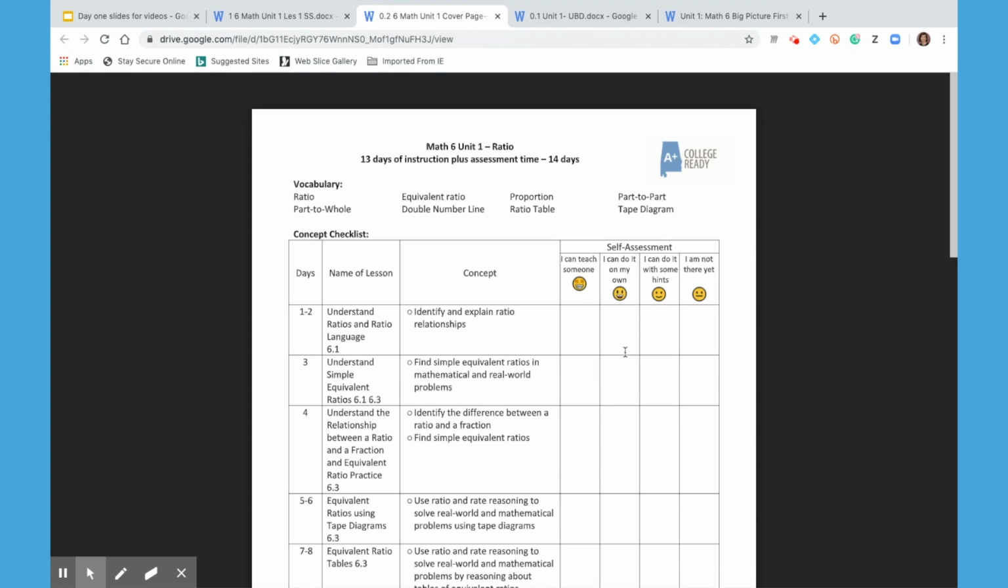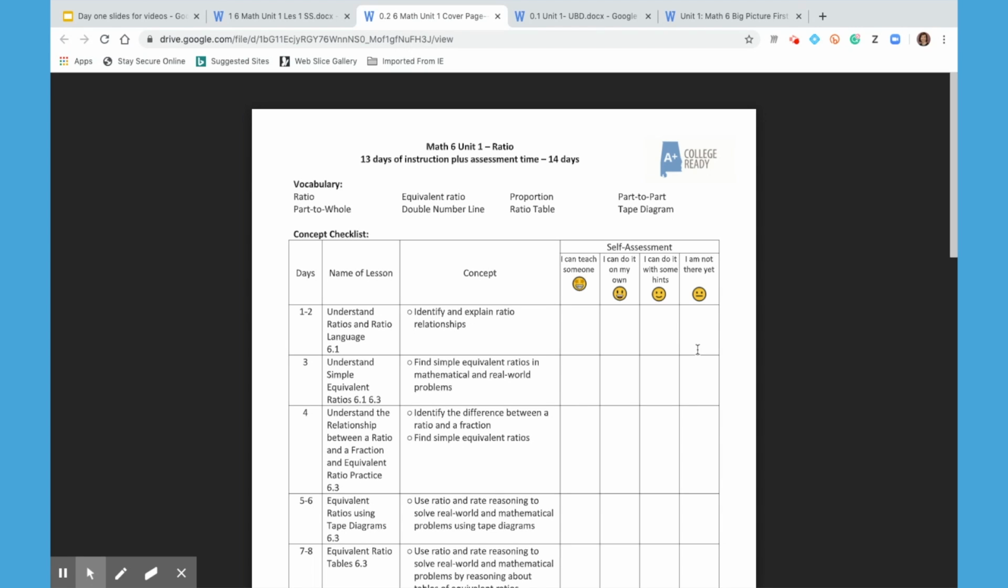We want all students to be at that level, particularly by the end of the unit. But at the end of the lesson, that's where our goal is for them and for themselves. Now, this 2 category means that they can do some of it with some hints, or they still have some questions. And then that 1 category means they're just not there yet.